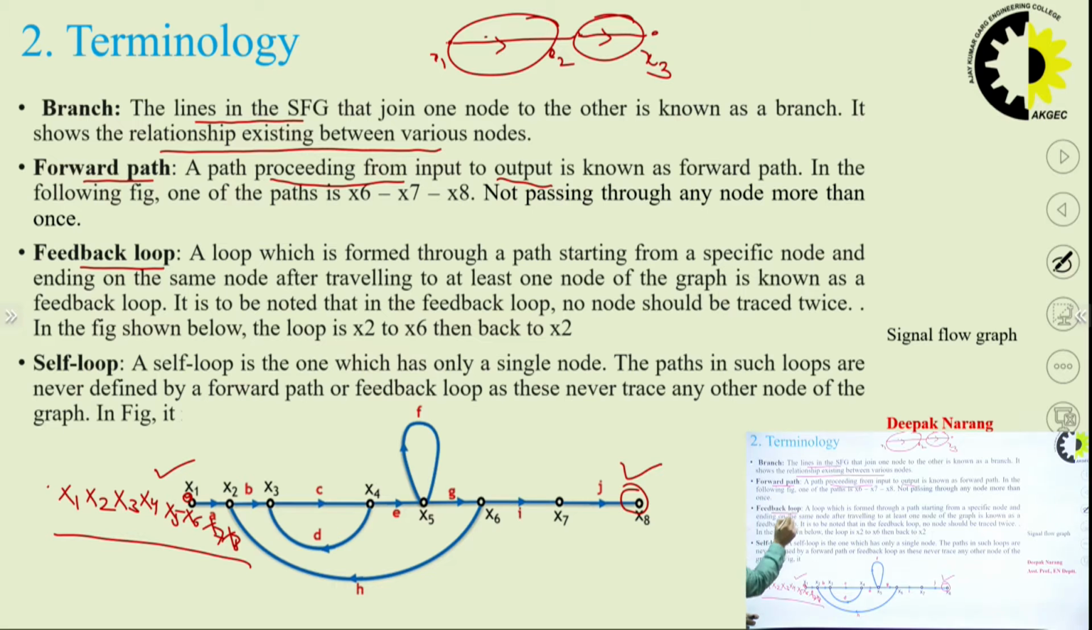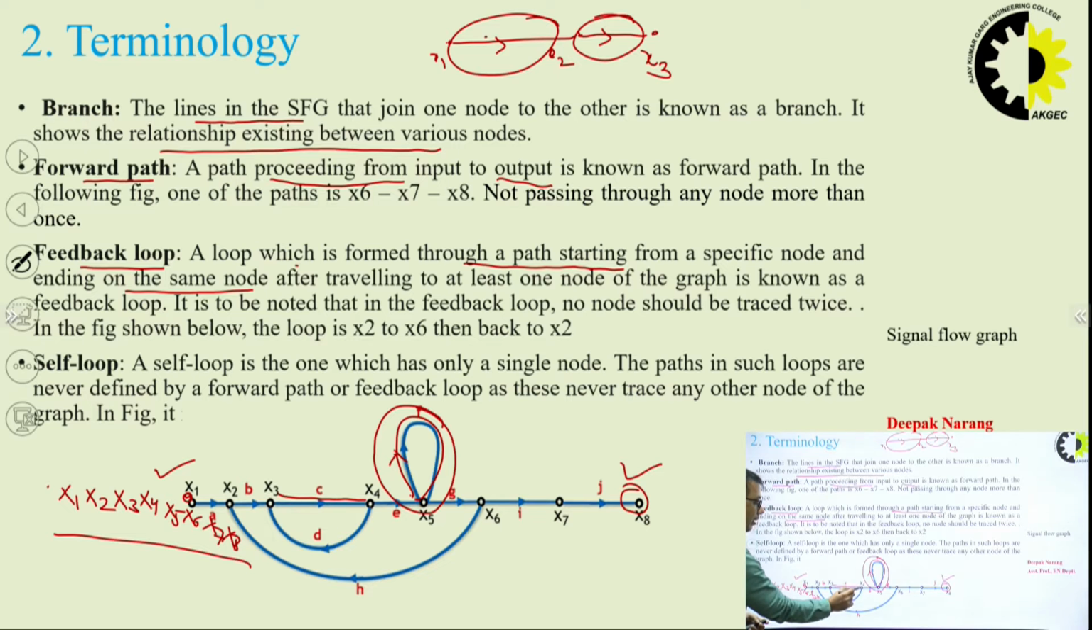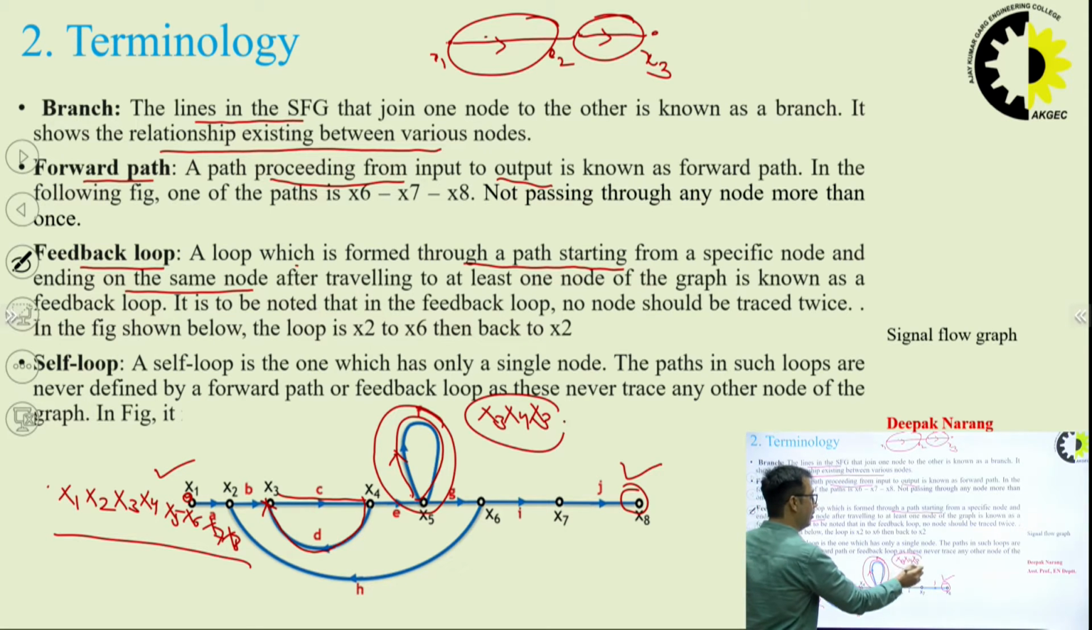Second is feedback loop. A loop which is formed through a path starting from a specific node and ending at the same node. Like this, this is our loop. It is starting from this point and terminating at the same point. I can take the example of this loop. If we follow the path, it is terminating at the same point. So x3, x4, x3, it becomes a loop.